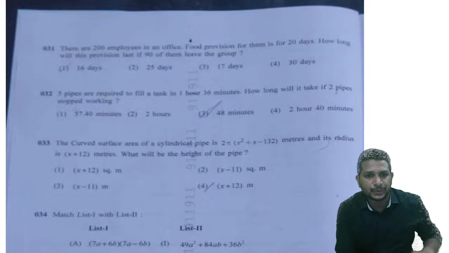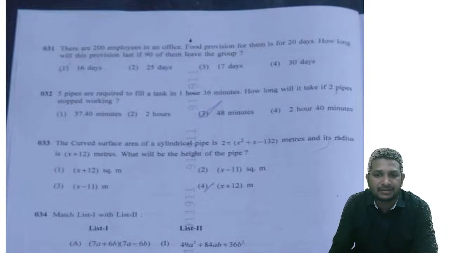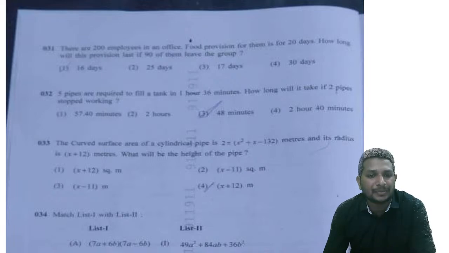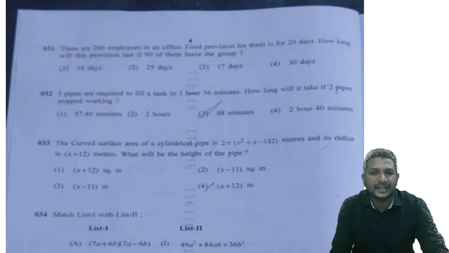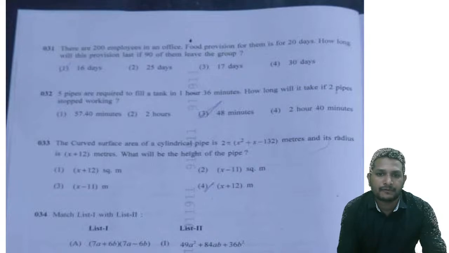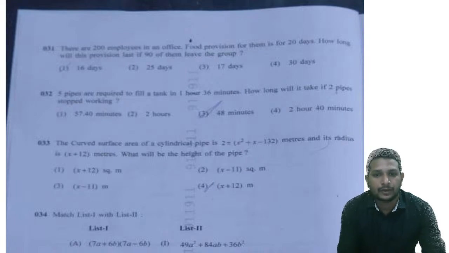Question number 32. 5 pipes are required to fill a tank in 1 hour 36 minutes. How long will it take if 2 pipes are stopped working? So if 2 pipes are stopped working, only 3 pipes are working, right? So we need to find, if 3 pipes are working, the amount of time it is taking. So let's see that calculation now.